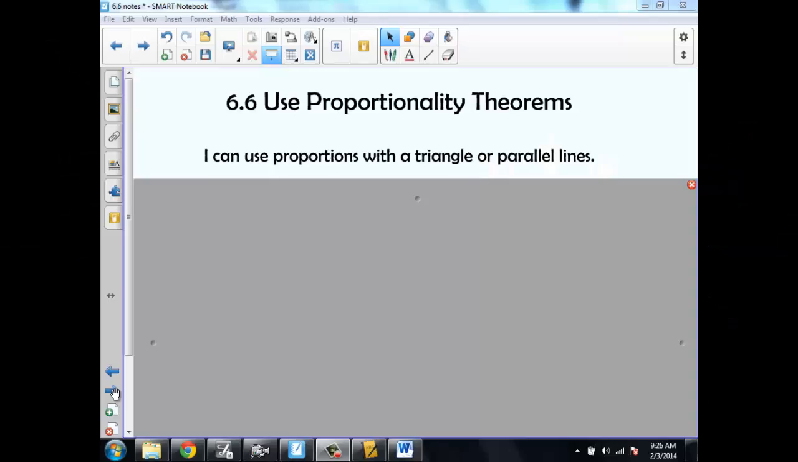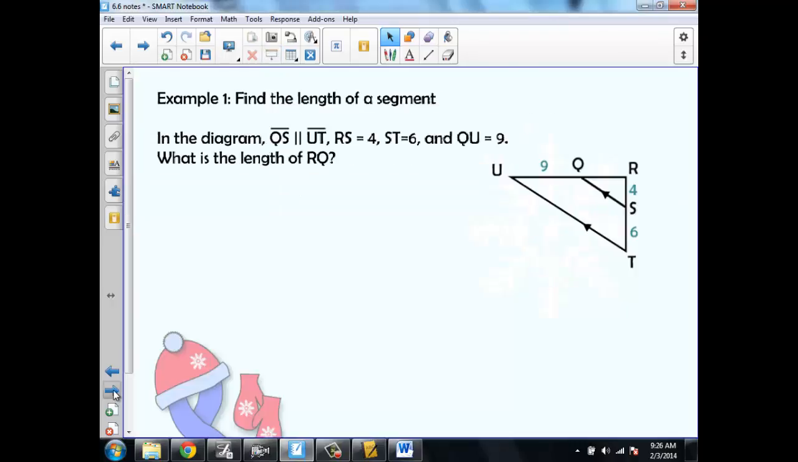Alright, 6.6, use proportionality theorems. I can use proportions with a triangle or parallel lines. Here's your first example. I'm basically going to show you how it works. We've done this stuff before.